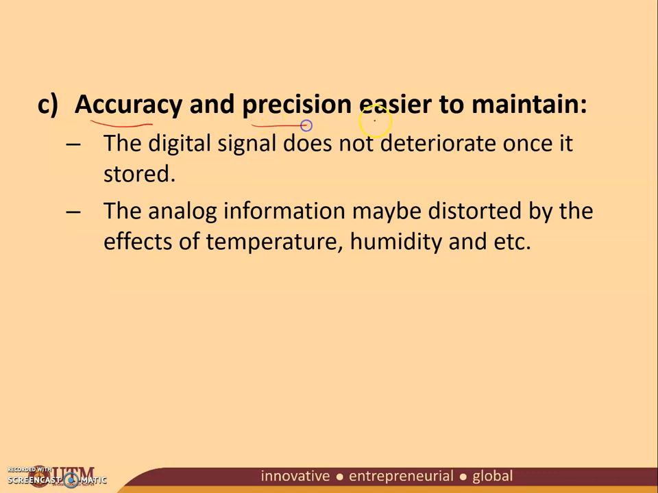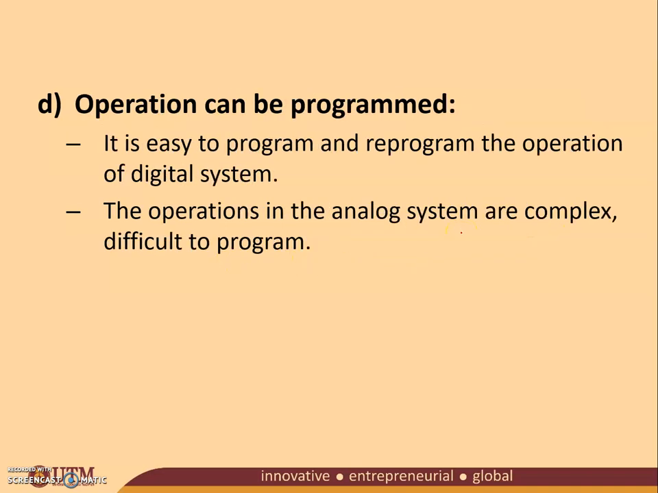Accuracy and precision are easier to maintain. The digital signal does not deteriorate once it is stored. Analog information may be distorted by the effects of temperature, humidity, and so on. For digital data, it is easy to program and reprogram the operation of a digital system. The operations in an analog system are complex and difficult to program.